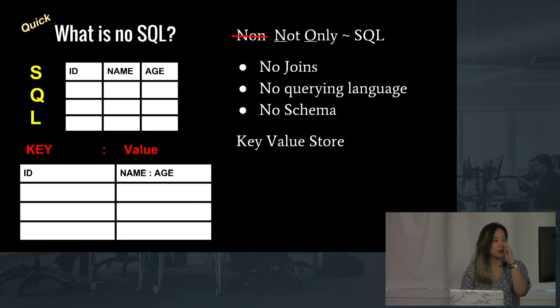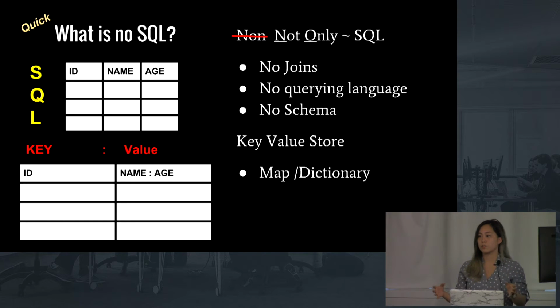So what does key value store mean? A key value store is basically a map or a dictionary, or in JavaScript we call it an object. Or in other languages you could think of it as an array with an associative key. So you give it a key and you give it a value, and that's how you store your information.